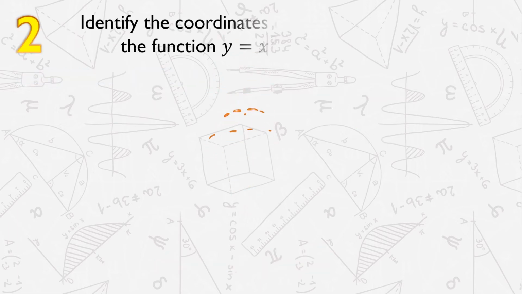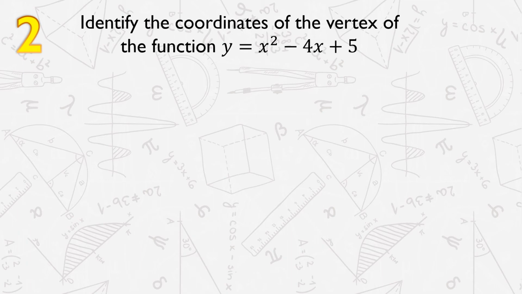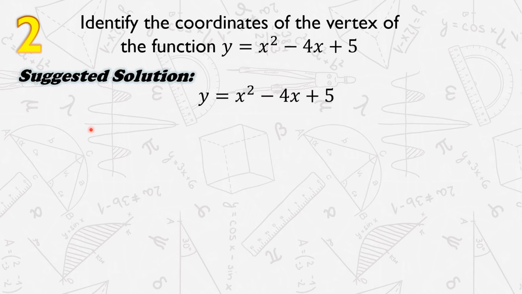Question number 2. Identify the coordinates of the vertex of the function y is equal to x squared minus 4x plus 5. Here is our suggested solution. The function is a quadratic function. Then, to get the vertex of this function, we're going to use completing the square. From the given function, we can write x squared minus 4x plus 4, that is completing the square. And since to complete this square, we added 4, we need to take it back, subtract 4 to the right-hand side of the equation.